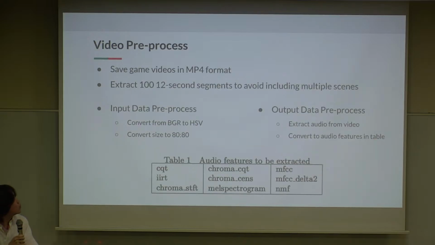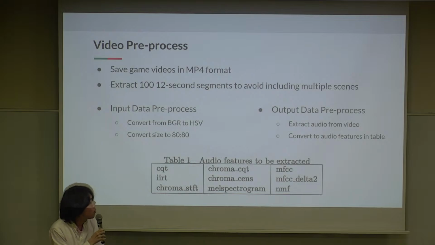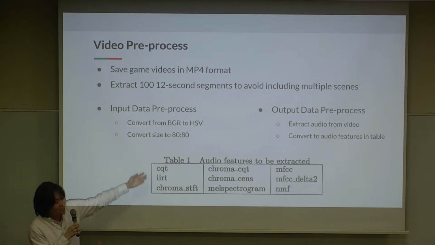This method has two video preprocessing steps. First, save the game video in MP4. Second, extract 120-second segments to avoid including multiple scenes. On the input side, the process is to convert from BGR to HSV and resize to 80 by 80. On the output side, the process is to extract audio features from the video and convert them to audio features in a table. The table is this.